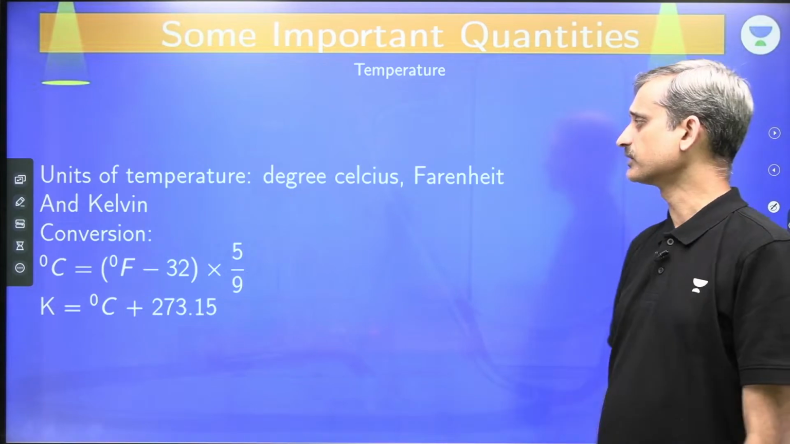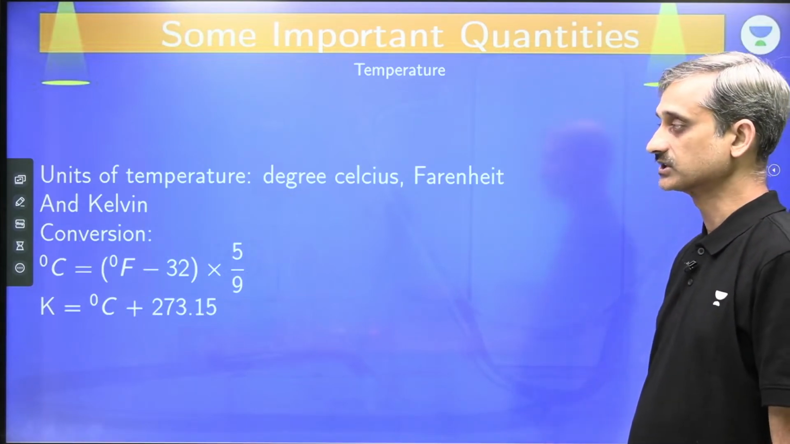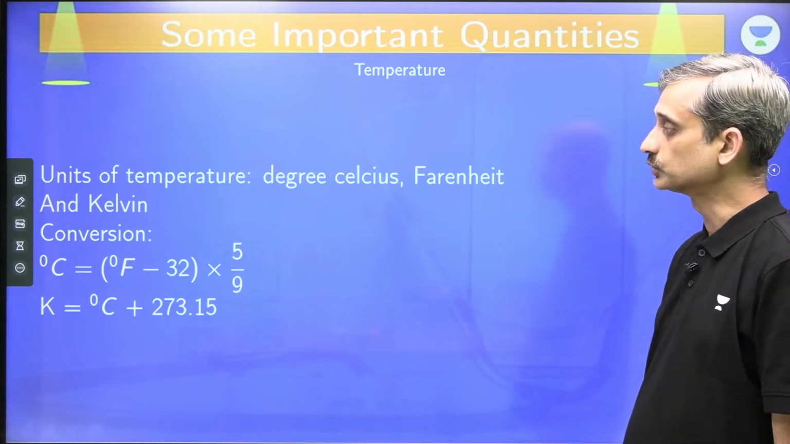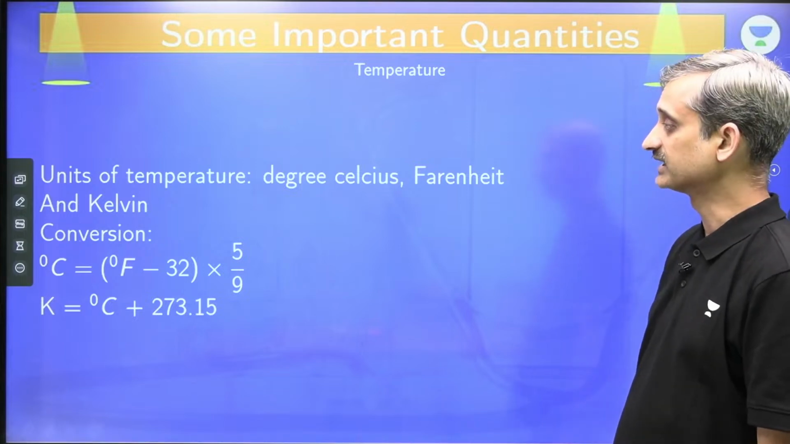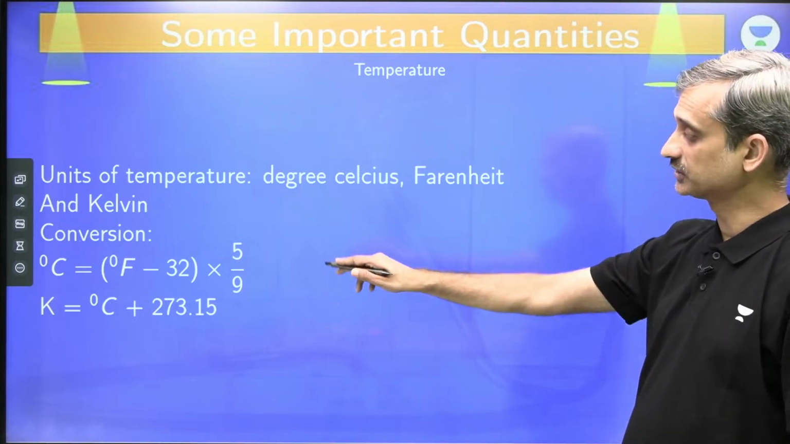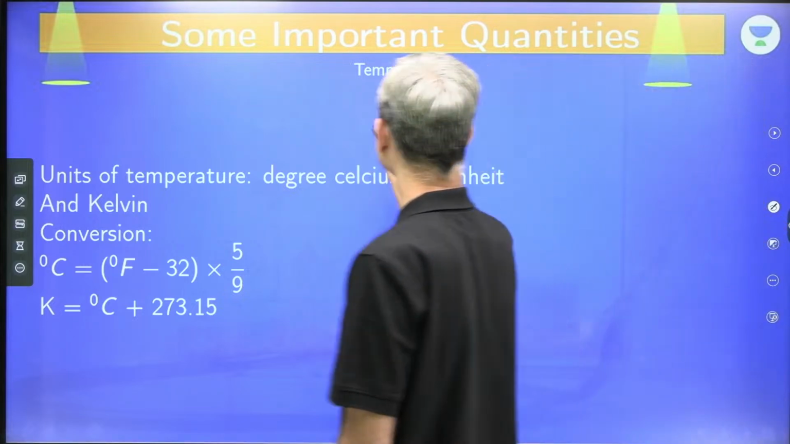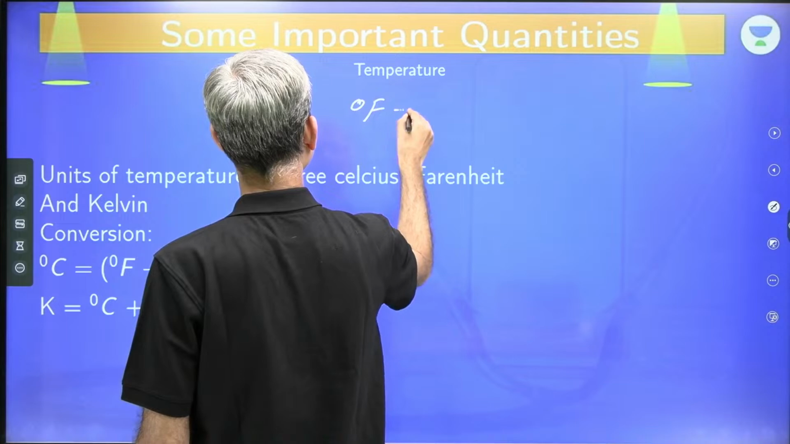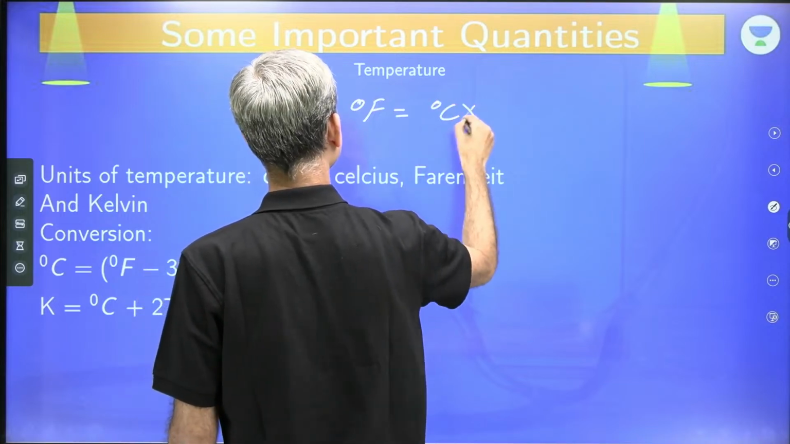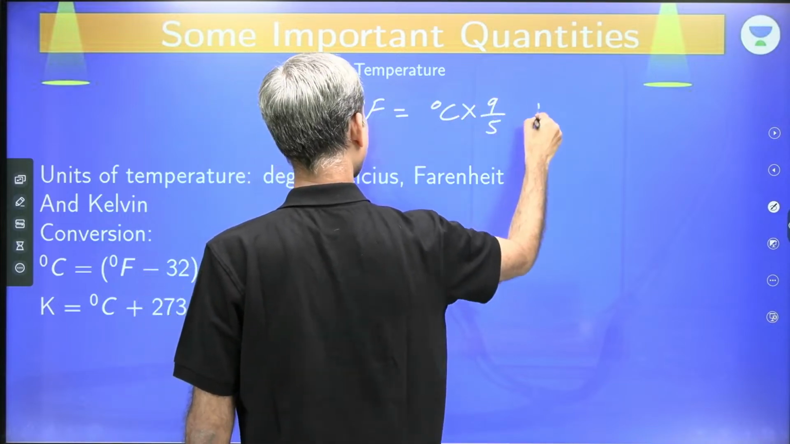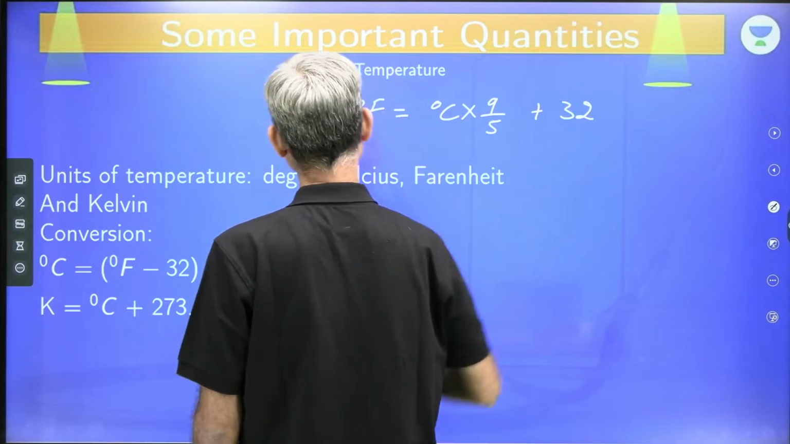We have the units of temperature: degree Celsius, Fahrenheit and Kelvin, and we can convert one unit into another. Degree Celsius is equal to degree Fahrenheit minus 32, and the whole thing is to be multiplied by 5/9. In the same manner, degree Fahrenheit is equal to degree Celsius multiplied by 9/5 plus 32. So that is the conversion factor.